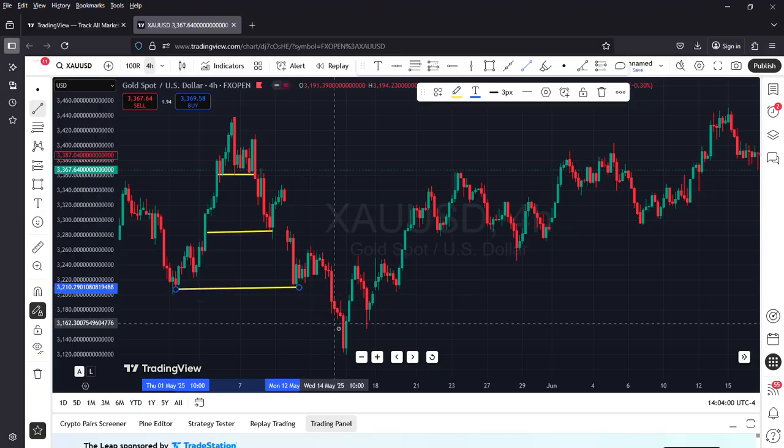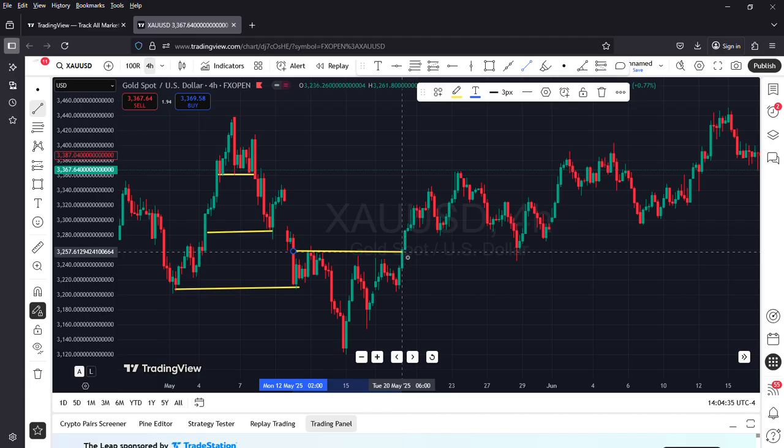Now, coming to this zone, we see that the market came to this zone and did not give us another break of structure. It started creating something like a higher high and higher low. This place turned into a range, and the market stayed in a range here. So coming to this zone in a bullish trend, we have something like a change of character.